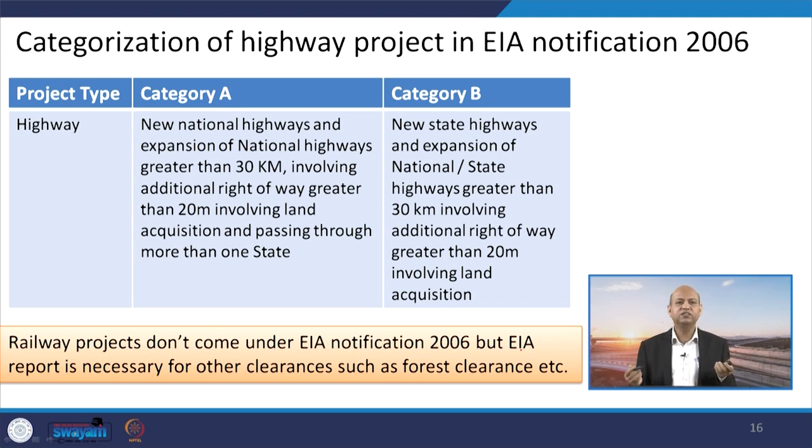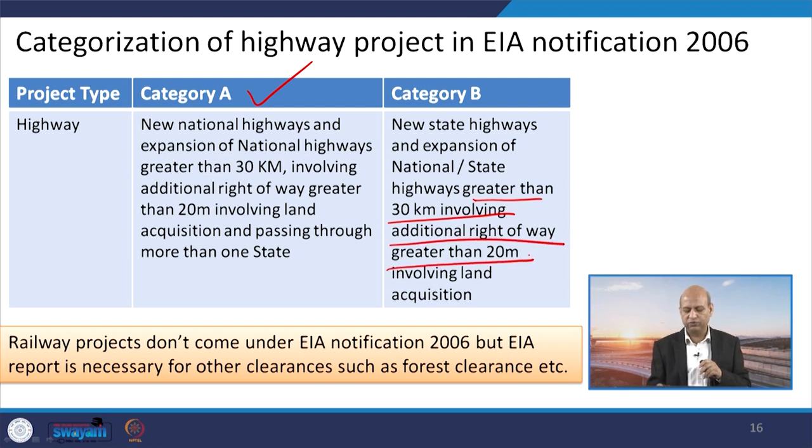Highways, new national highways, okay, expansion of national highways greater than 30 kilometers or involving additional right of way greater than 20 meters, involving land acquisition and passing through more than one state, meaning interstate, then those highways will be in category A. Otherwise, new state highways which do not go beyond one state, or are within the reach of 30 kilometers, national or state highways greater than 30 kilometers involving additional right of way greater than 20 meters involving land acquisition, but which do not go beyond one state, then they are part of category B.